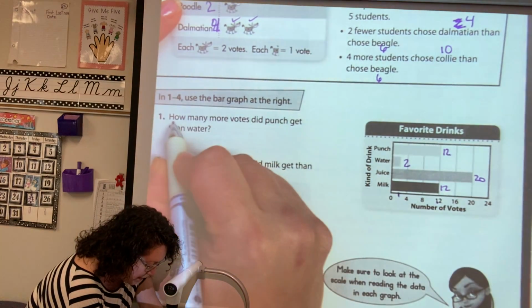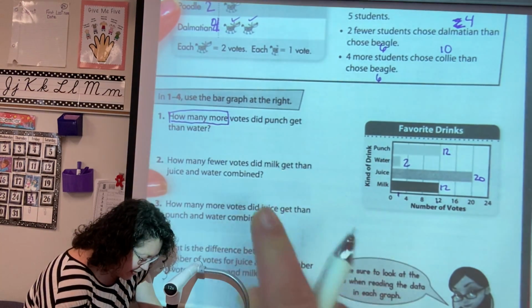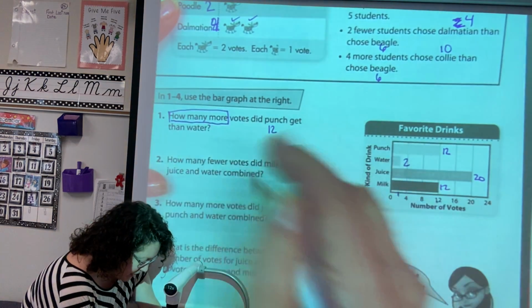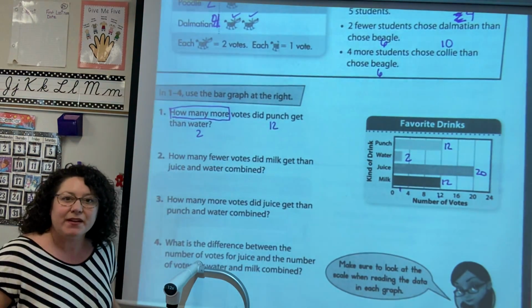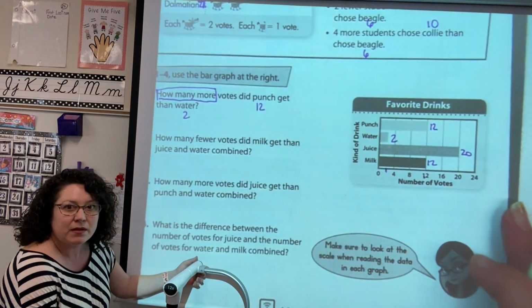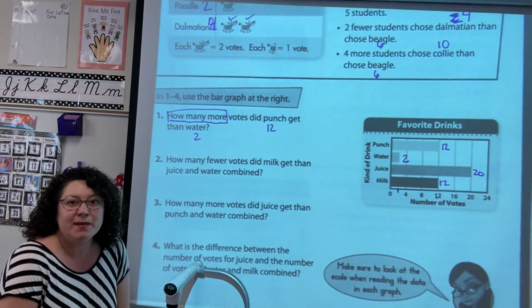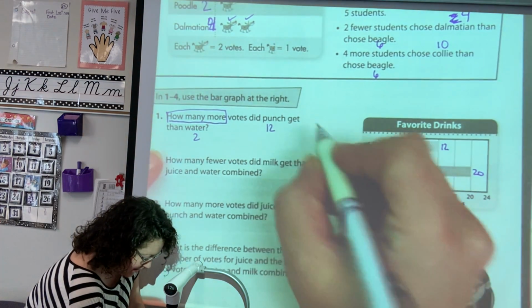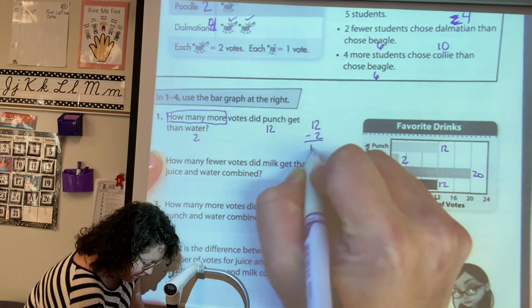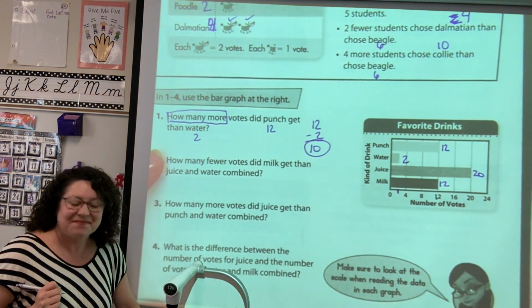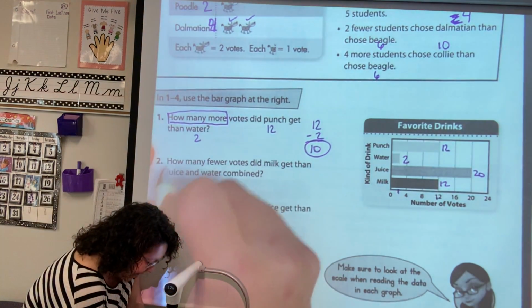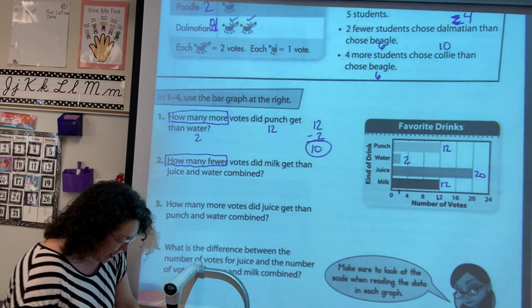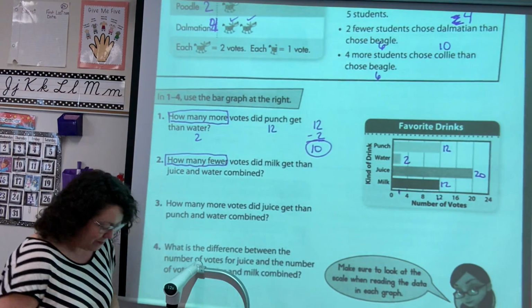How many more, there's my clue, did Punch get than Water? Water got 2. So I write my data there quickly. And the question says, how many more? So we subtract. 12 minus 2 is 10.